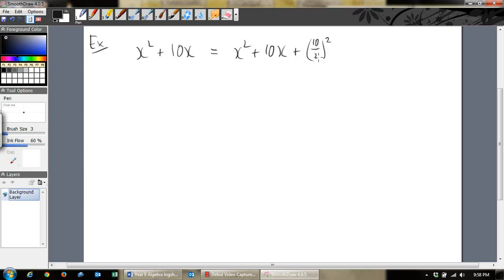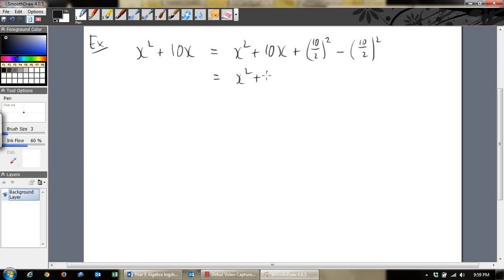Now, having done that, we've changed the value of this. We can't just add something there without changing the value. So what we need to do, since we've added this in, is also subtract that term as well, and that means we haven't changed the value of anything.